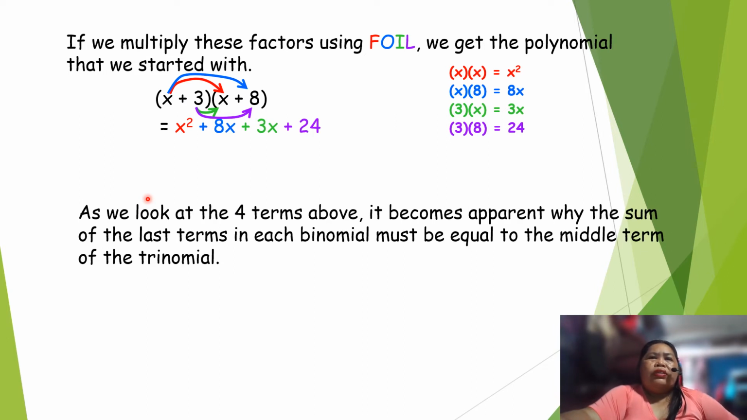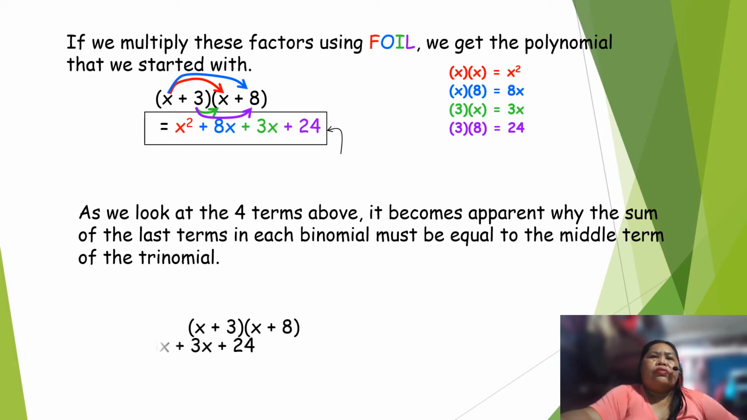As we look at the four terms above, it becomes apparent why the sum of the last terms in the binomials must be equal to the middle term of the trinomial. So 8 plus 3 is 11. Okay, this is correct.